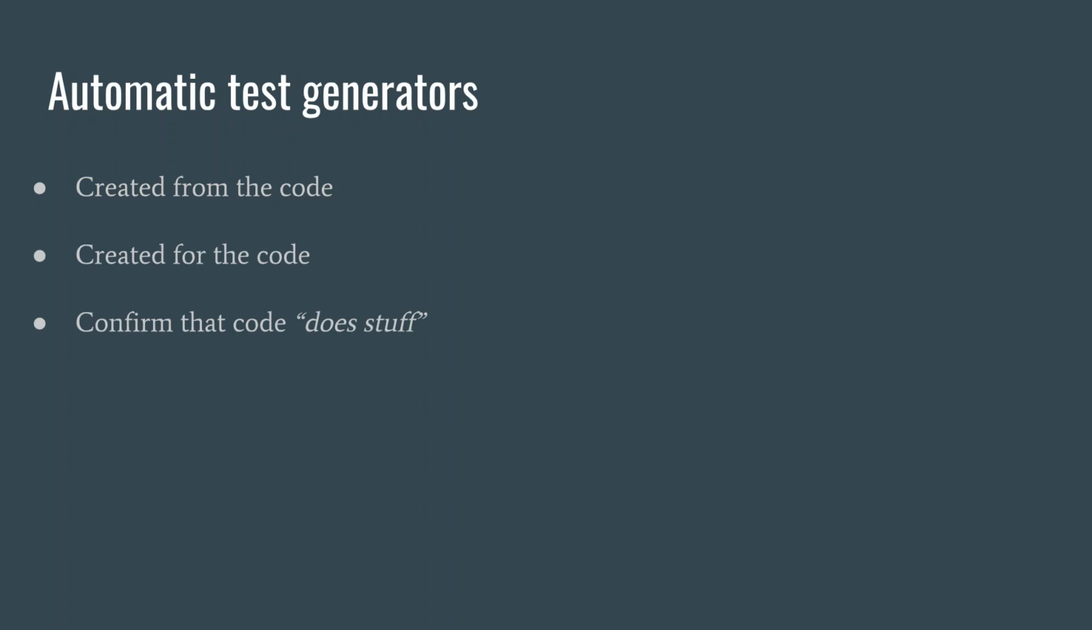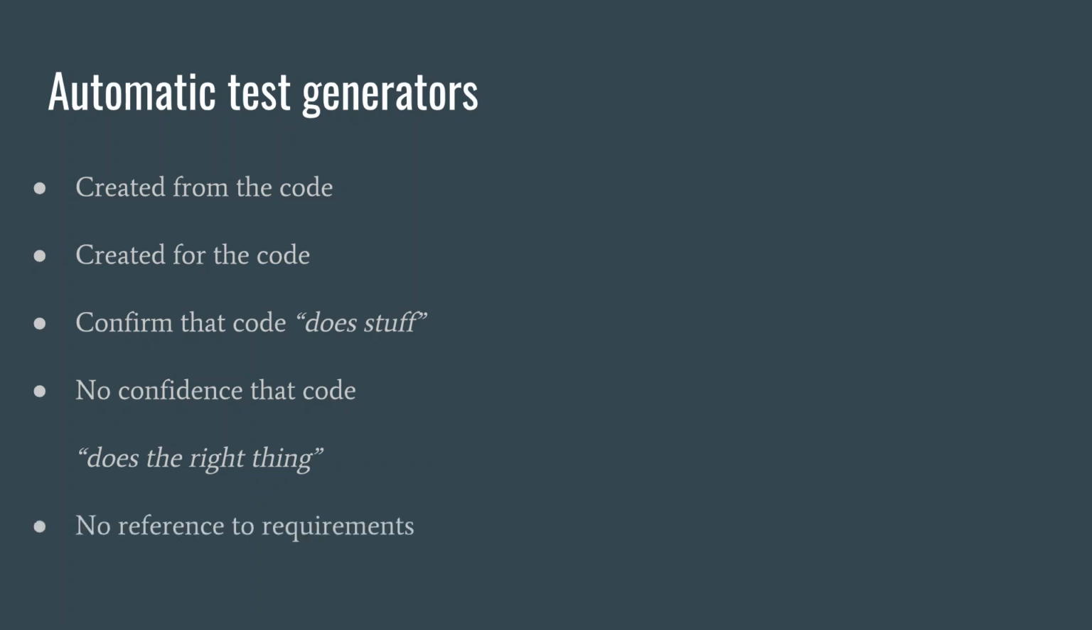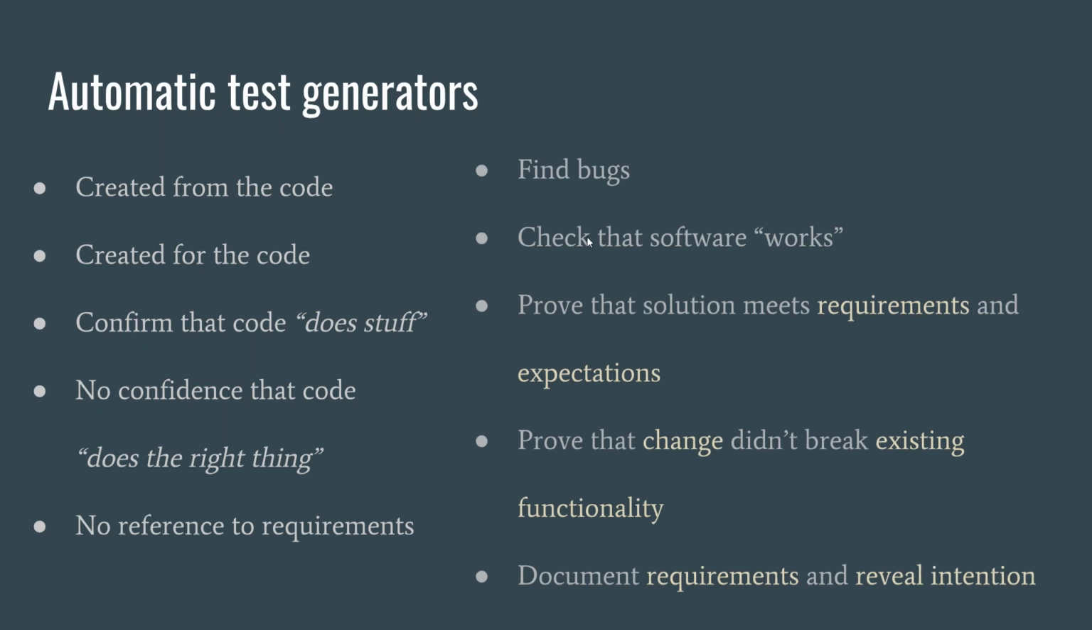Going further, the only thing that they can confirm is that the software does whatever it is doing. And I don't know if it's good or bad. It is just working as it is working. So that's the big flaw. And also, you don't get any confidence that the code does the right thing because the generator doesn't have any idea about what is the right thing that is supposed to be done. It has no reference to the requirements because the test generator is working on your software. It's not working on your requirements.